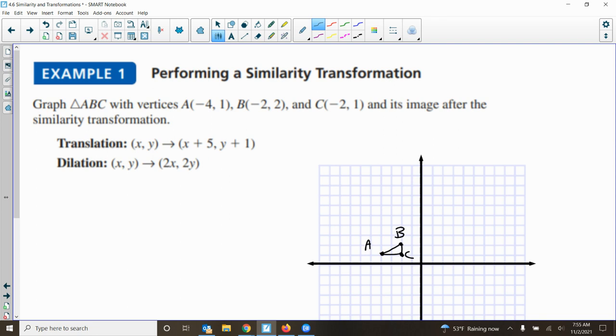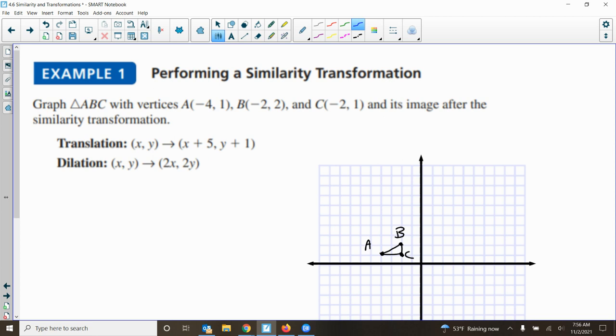Noah, help me out, buddy. Translation. XY goes to X plus 5, Y plus 1. What does that mean? So you can't forget the old stuff. Right, 5 and up 1.